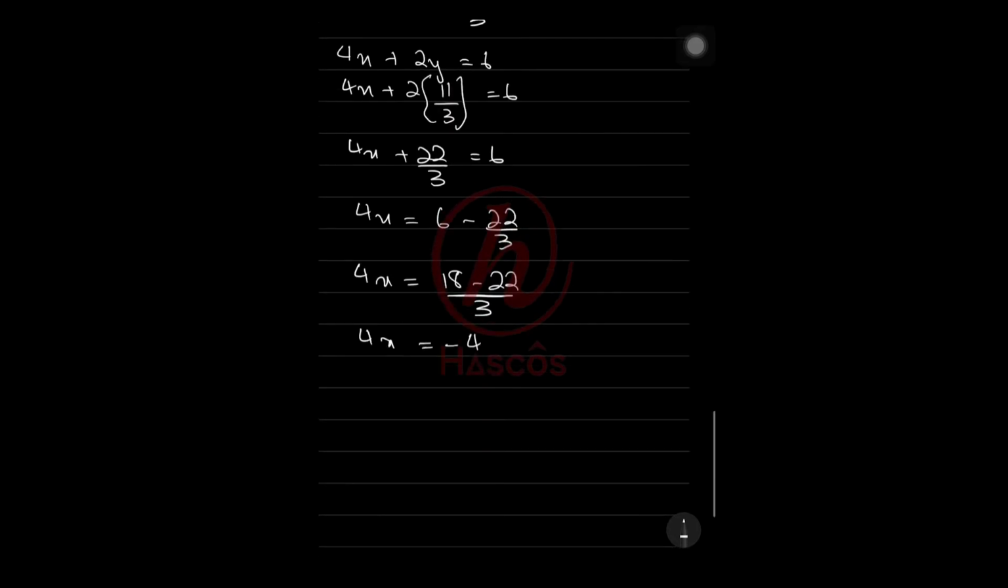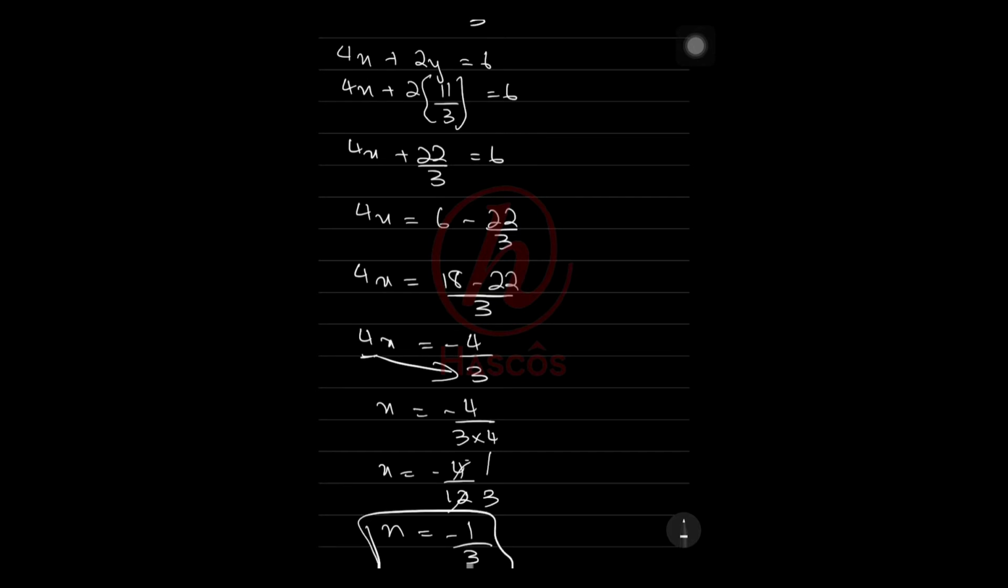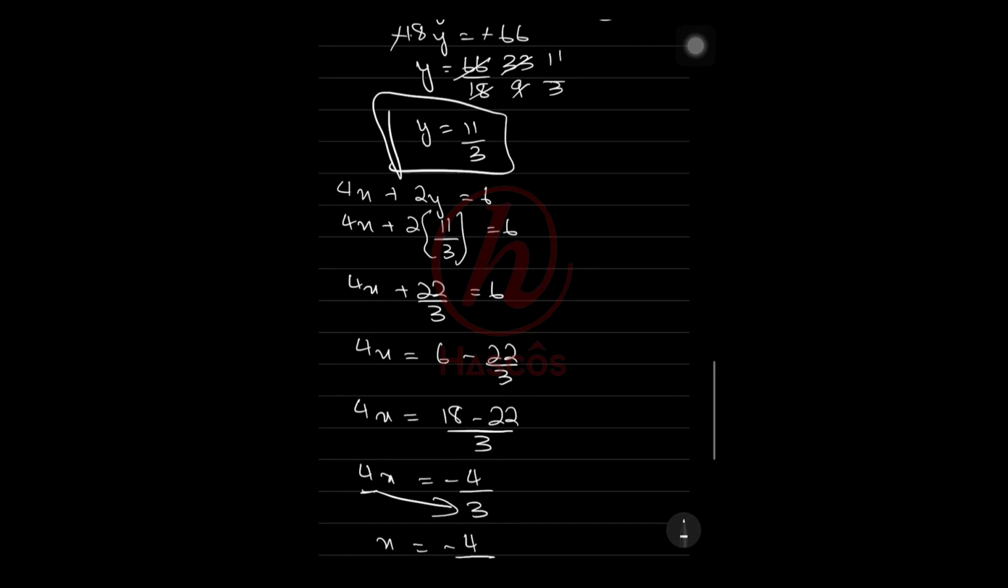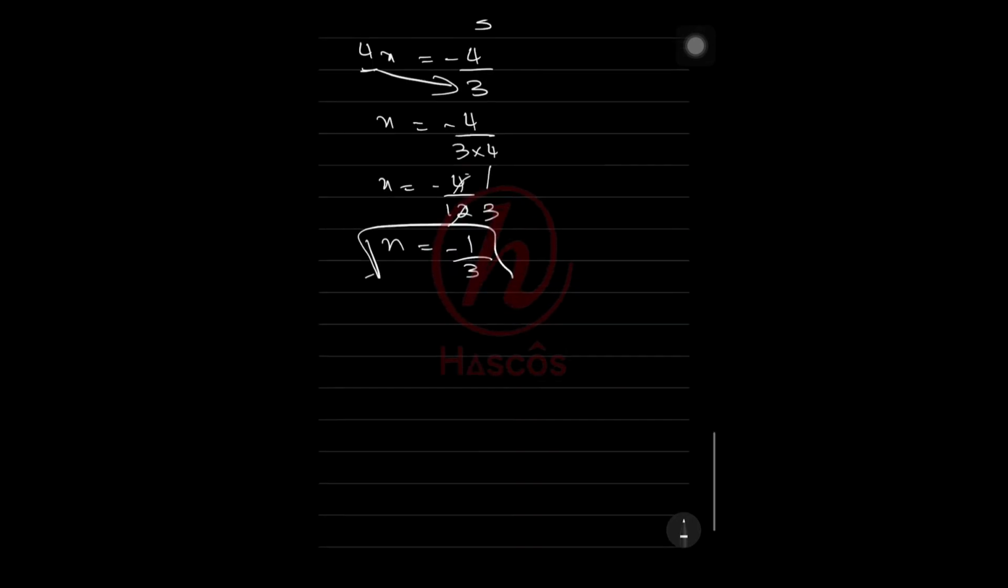Then the 4 gets carried on the other side. X equals minus 4 upon 3 times 4. X equals minus 4 upon 12, which simplifies to negative 1 upon 3. X equals negative 1 upon 3. So the value of y was 11 upon 3, and the value of x is negative 1 upon 3.